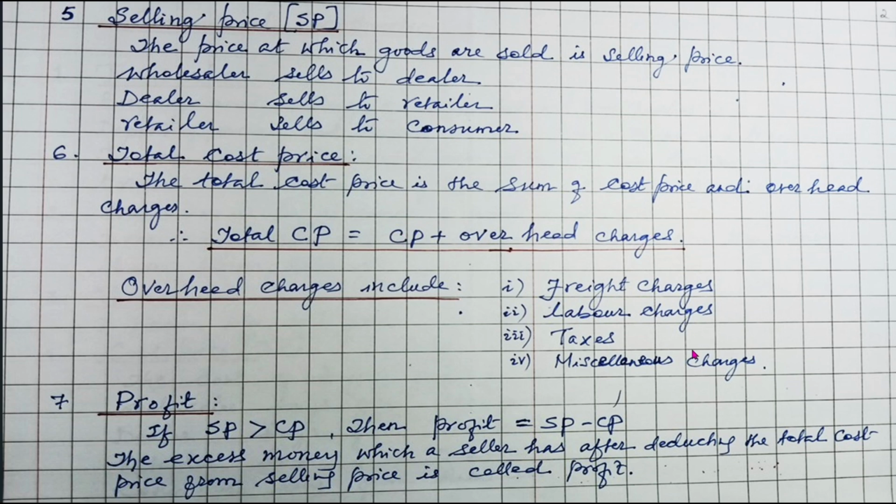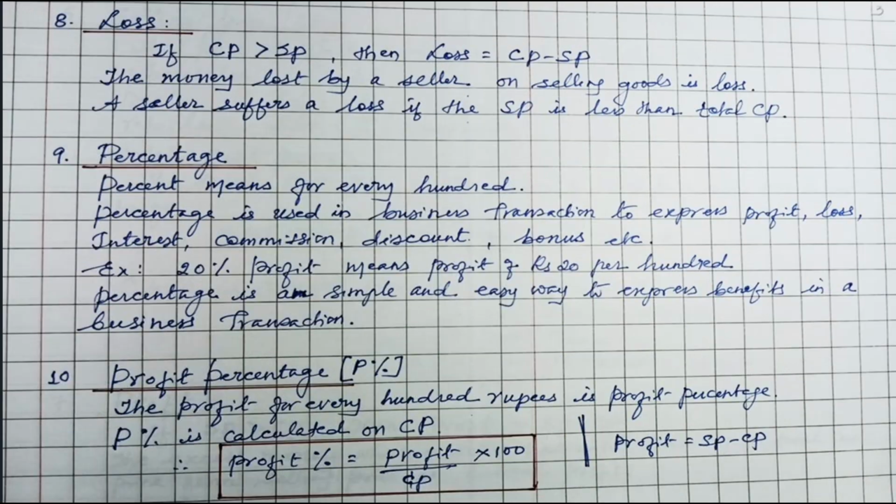Now, when we talk about selling and buying, the business transaction is always done for a benefit or for a profit, and let us understand what profit is. If the selling price is greater than the cost price, then profit is equal to SP minus CP. So remember, only if the selling price is greater than CP can one have a profit, and the profit is found by taking the difference of SP and CP. So profit is equal to SP minus CP. Rather, the profit is the excess money which a seller has after deducting the total cost price from the selling price, and that is called the profit.